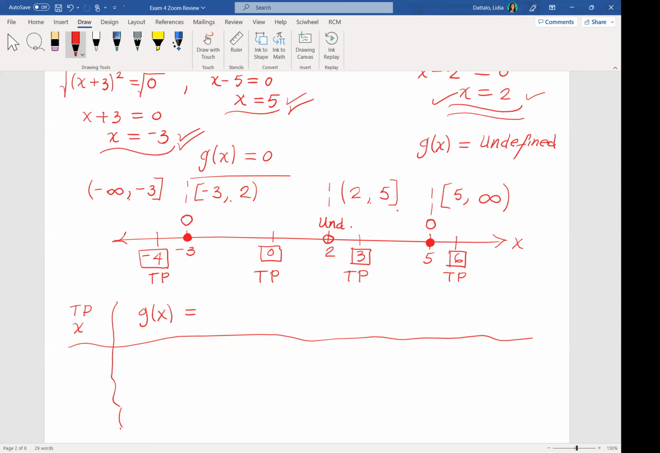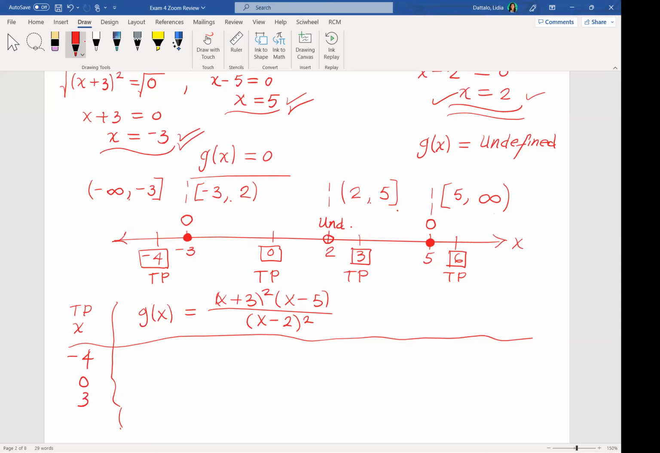X plus 3 squared, x minus 5 over x minus 2. I believe that was squared. And we're just checking to see if this is positive or negative. We want the positive, of course. And all my test points are these. I'm just going to do 1, but you know that that's what I'm doing.